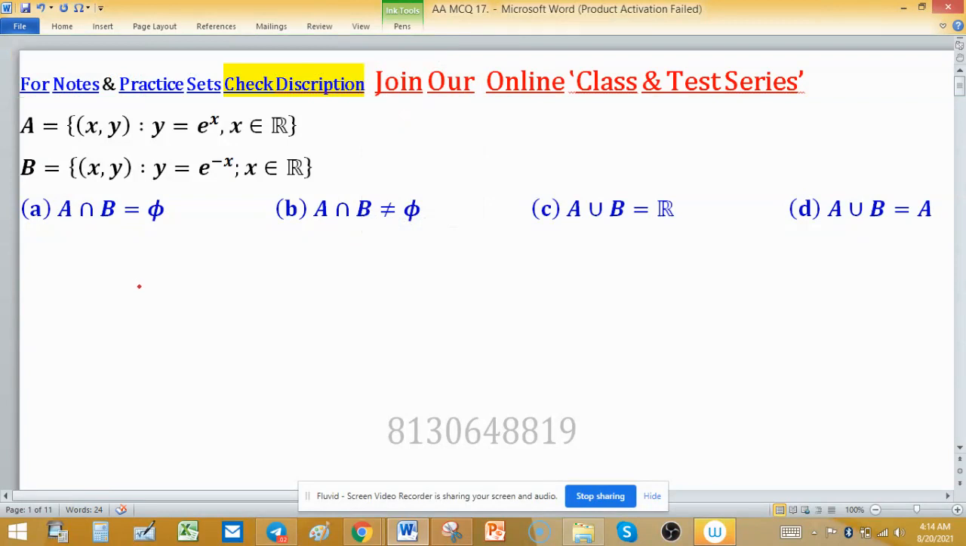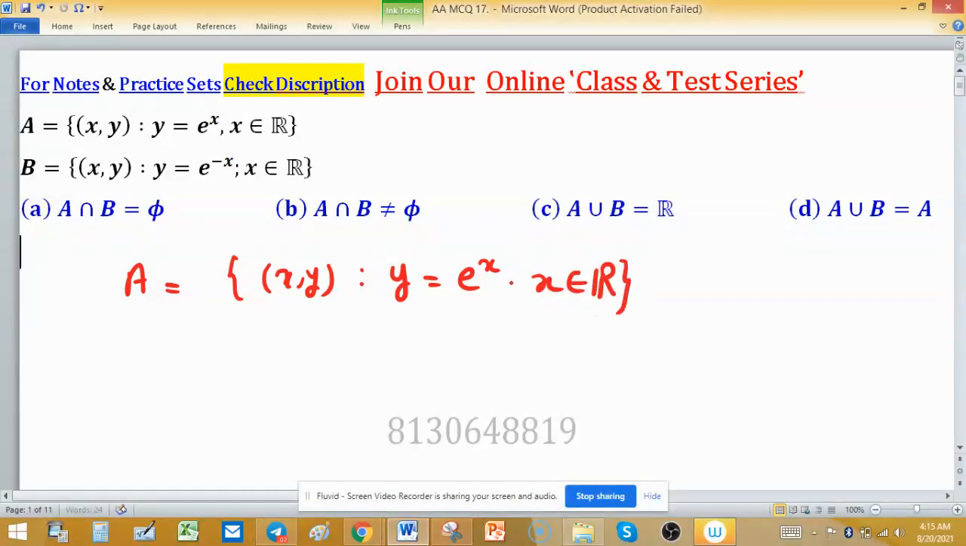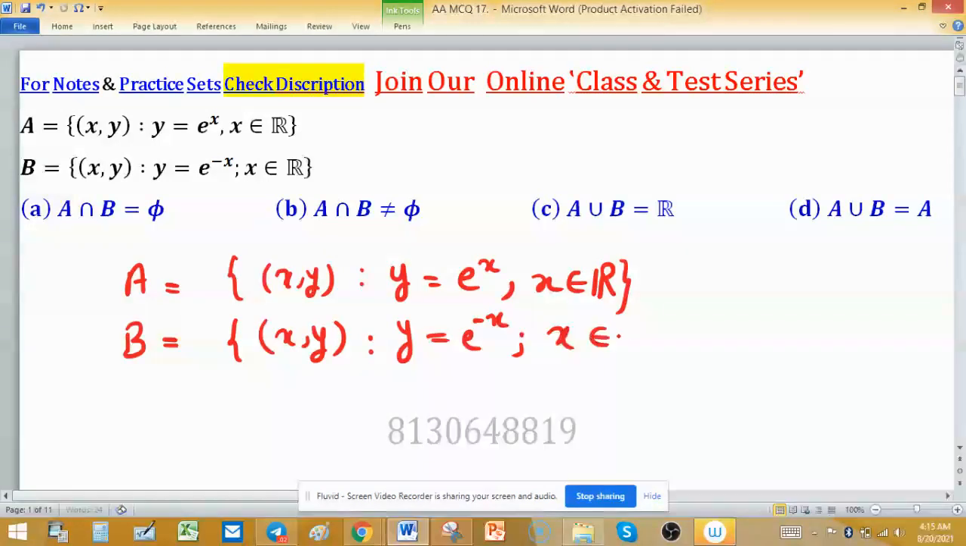In set A, ordered pairs are coming, and the coordinates in each ordered pair satisfy this relation or equation, where x comes from the real numbers. And in set B, all ordered pairs are such that the constituents of the ordered pair satisfy this equation, and x comes from the real numbers.